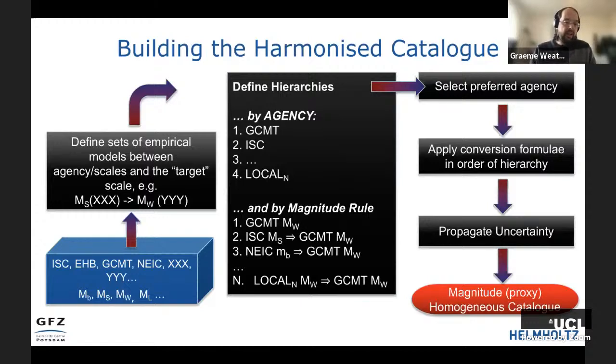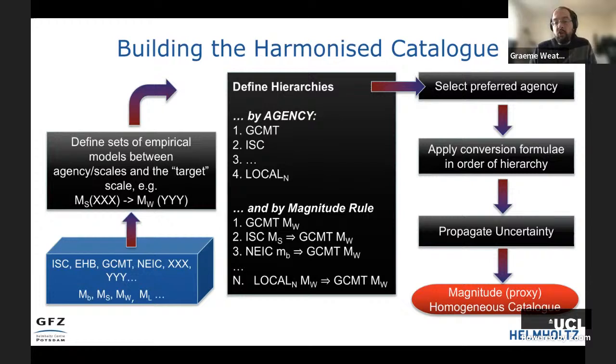Once this is done, then building the catalog is really a flow chart. We start off with our database on our bottom left. So we have our huge database of all the different agencies and magnitude estimates for our earthquakes. We define these empirical models. We may fit them ourselves. We may use others from the literature. And then we're simply applying hierarchies for selecting the preferred agency, the preferred location and the preferred magnitude rules. We might say, okay, if there is a moment magnitude from one agency, from GCMT, we take that. Otherwise, we go to this other scale from this other agency and apply this conversion, else if, and so on and so on. And making sure that wherever we can, we try and propagate the uncertainty.